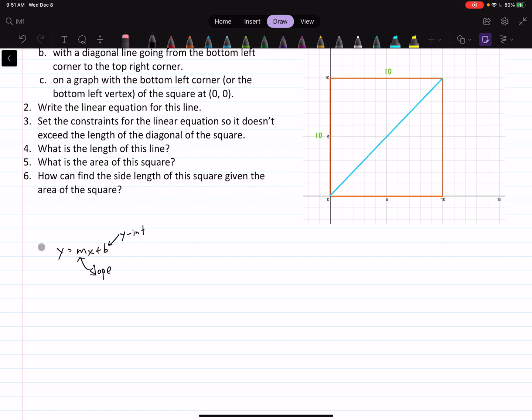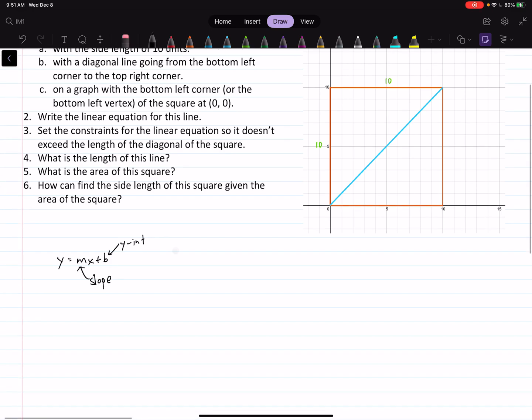And remember, slope controls the steepness of the line, and the y-intercept controls the height of the line. So we're going to write a linear equation for this line here. As you can see, the y-intercept is 0, so b is going to be 0.